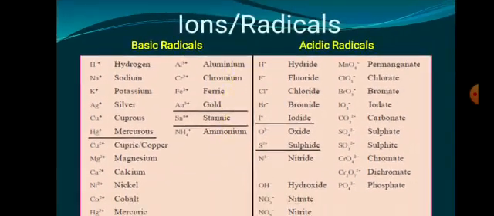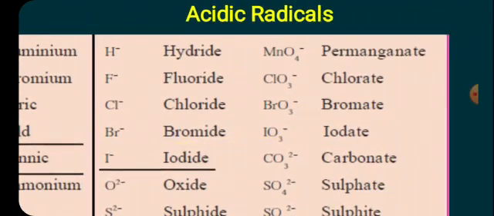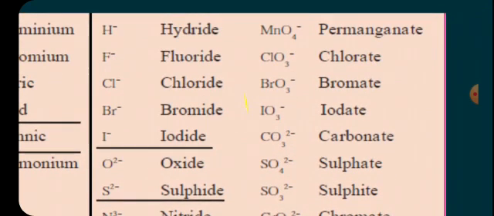Then aluminium Al3+, chromium Cr3+, Fe3+ is ferric, gold Au3+, stannic Sn4+, ammonium NH4+. Acidic radicals. Acidic radicals are anions. They carry negative charge. Hydride ion H-, fluoride F-, chloride ion Cl-, bromide Br-.